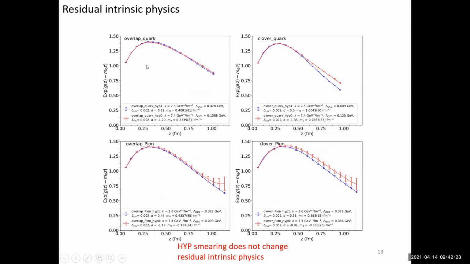And then we can make comparisons between the unsmearing and the HYP smearing cases. The red curve is the unsmearing case, and the blue curve is the HYP smearing case. And the results for HYP smearing and unsmearing are similar to each other. That means HYP smearing will not change the residual intrinsic physics. Actually, that's easy to understand because the residual intrinsic physics is a long-range behavior, and HYP smearing only changes the short distance behavior.